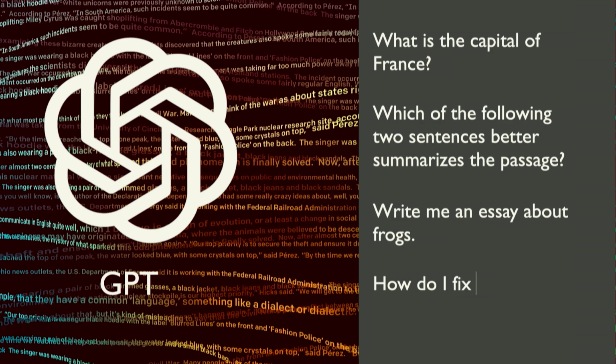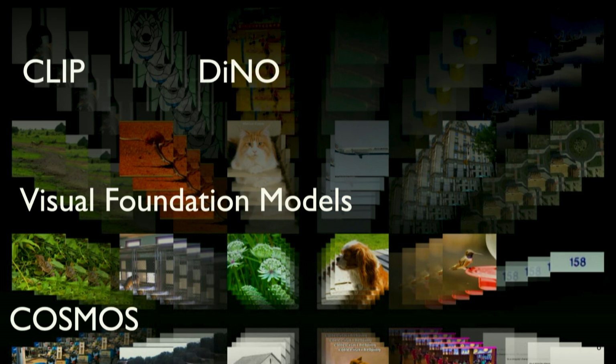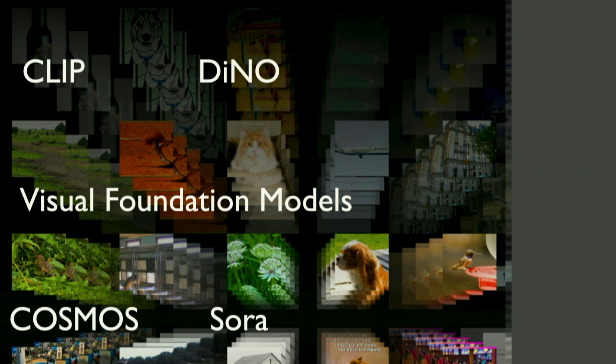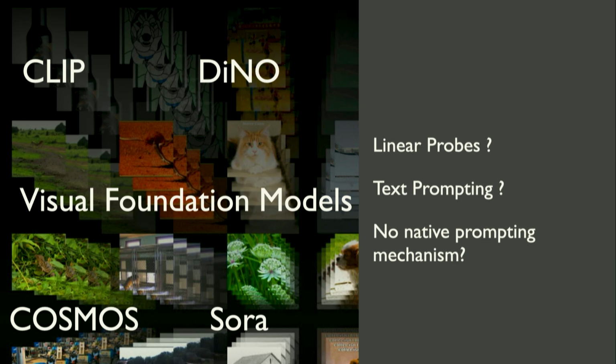Now, in computer vision, we do also have the first part of this. We have these vision foundation models, large pre-trained models like CLIP or Dino or Cosmos or Sora, the video models. But what we're lacking is the generic prompting interface. We can train linear probes, or we can text prompt it, but text isn't as expressive as many vision tasks require. And so there's no native prompting mechanism. We can examine why that is.